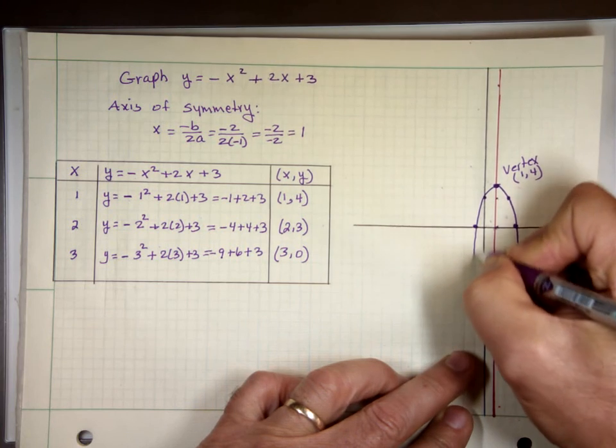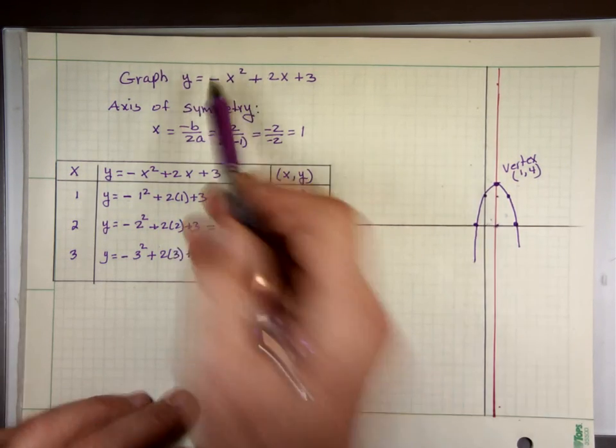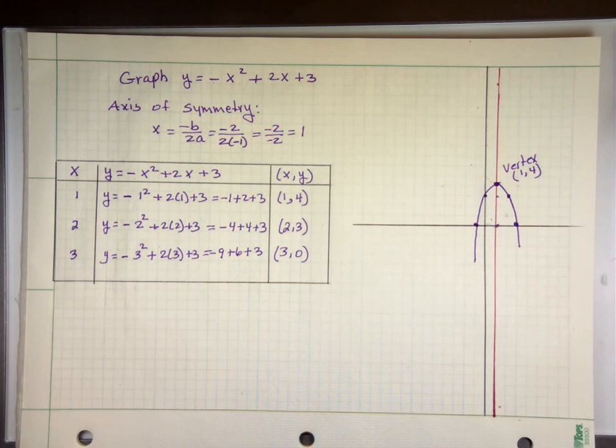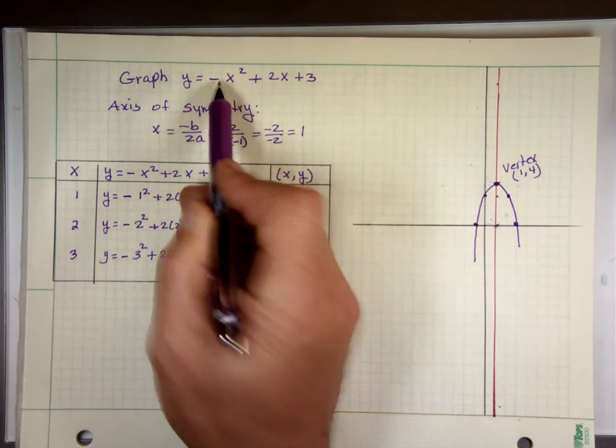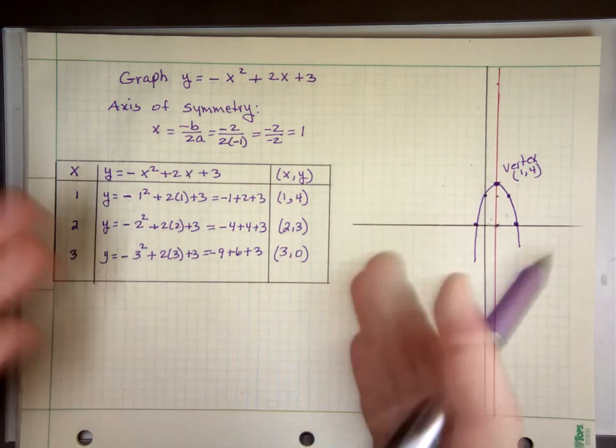And what do you know? The coefficient of x squared is negative. It does open down. Anytime the coefficient of x squared is negative, it's going to open down. Anytime the coefficient of x squared is positive, it will open upward. And that's the graph of this function.